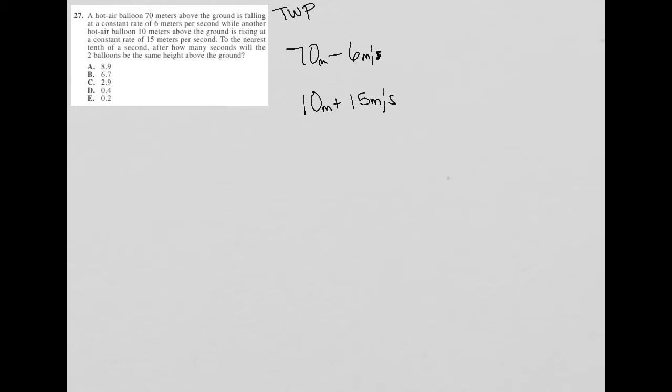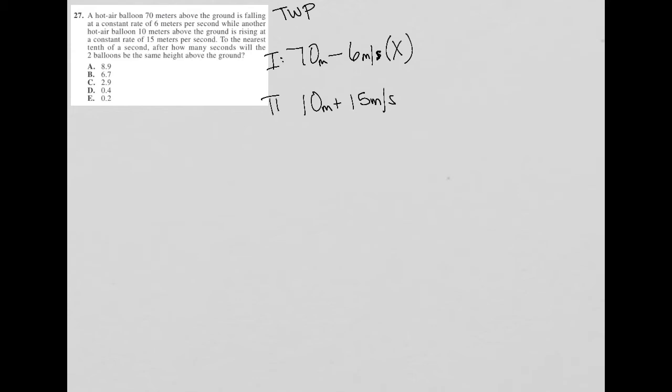To the nearest tenth of a second, after how many seconds will the two balloons be the same height above the ground? So, how would I figure out the height of this first, I'll just call it balloon one. Well, I like this expression that I've written. I would have to multiply this by some number of seconds, right? So like, let's say x, and that'll give me the height.